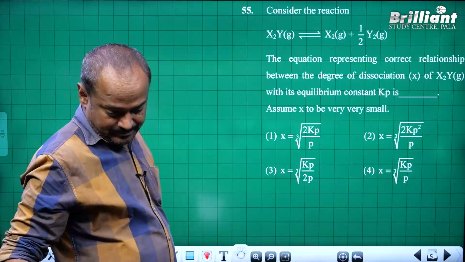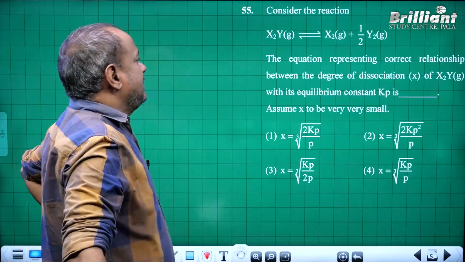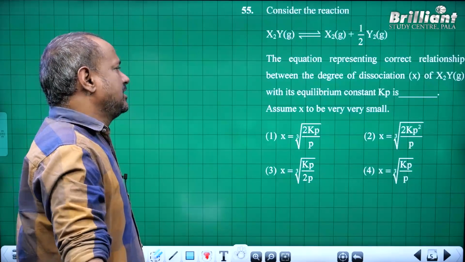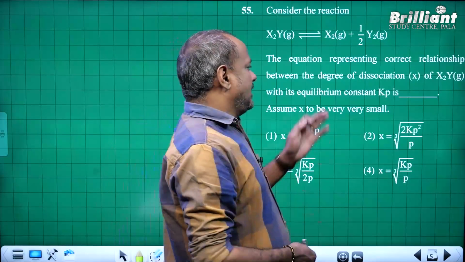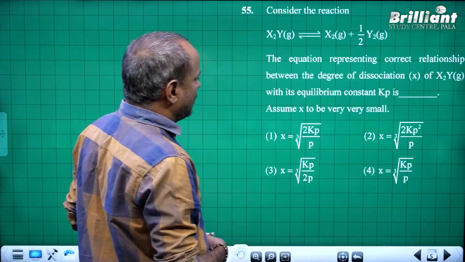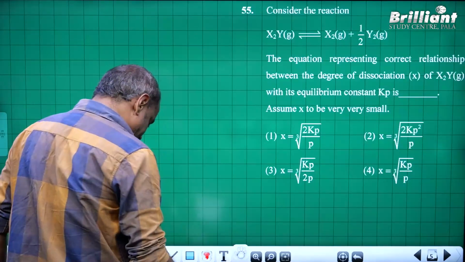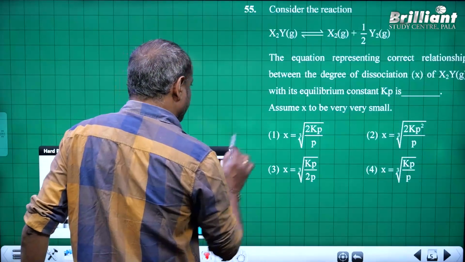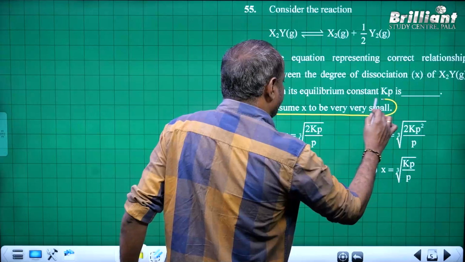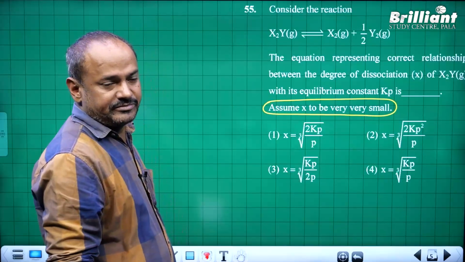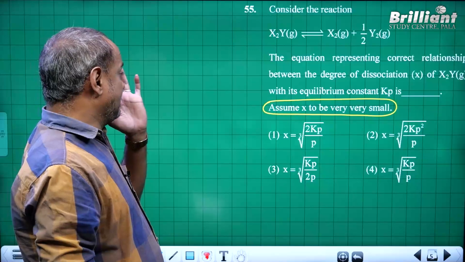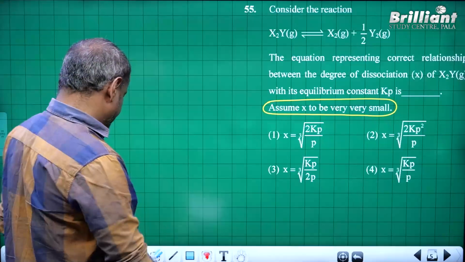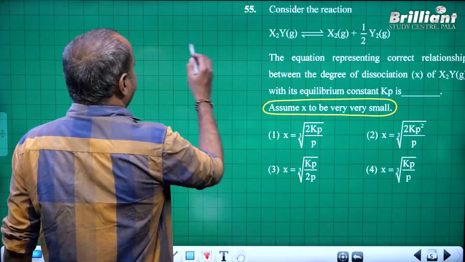Next question, 55. X2Y in the gaseous state gives X2 gas plus half Y2 gas. The equation representing the correct relation between the degree of dissociation x and the equilibrium constant Kp is... This statement is important. Assume that x is very small. That means 1 minus x or 1 plus x is taken as 1 only. That is the meaning of the assumption. Let us start the equation.